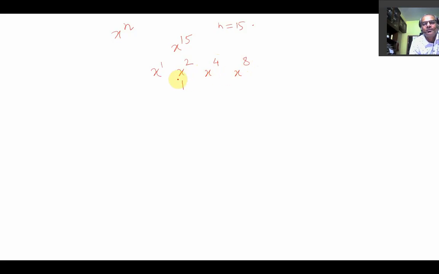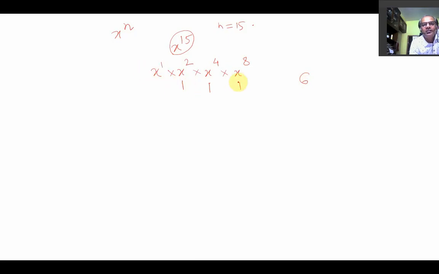8. Now you see this, up to this, how many steps are there? Here it is 1, here it is 1. That means you can store x square, and with the help of x square you can multiply and get x power 4, and that can be stored somewhere. Then x power 4 into x power 4 will give you x power 8. Now how many multiplications are there? 3 multiplications. And now for getting x power 15, you have to multiply these things. How many multiplications? Again 3. So the total number of multiplications is 6.